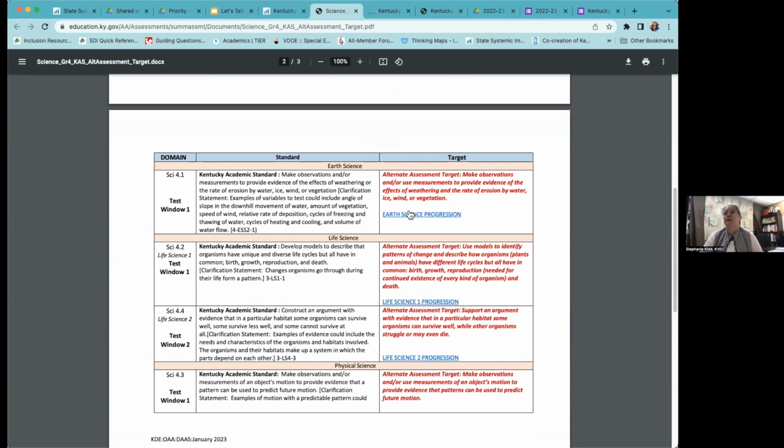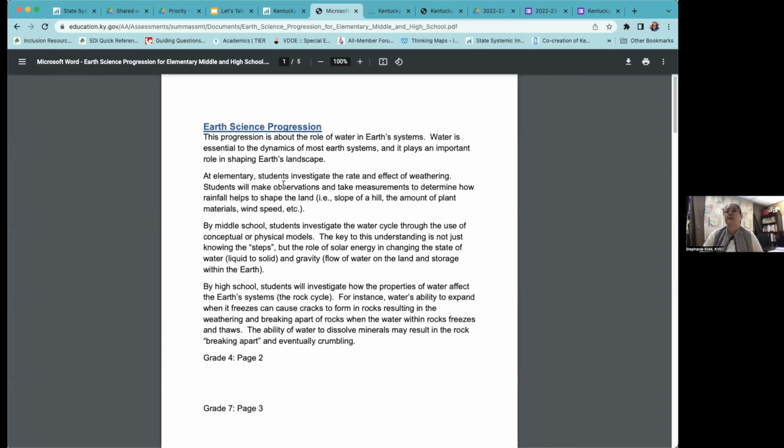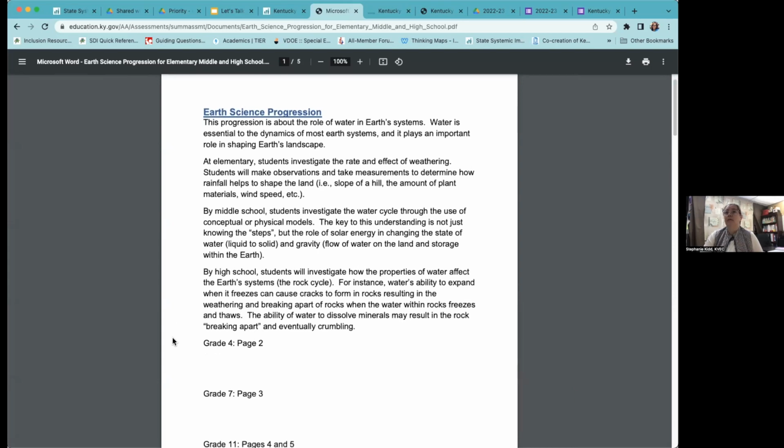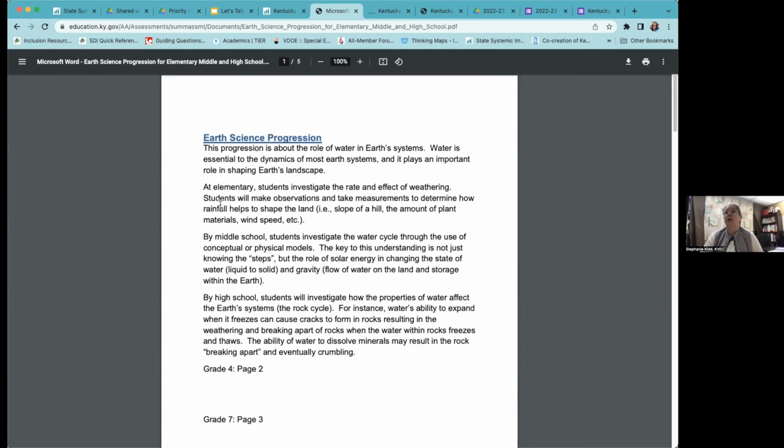You'll also notice that it has the earth science progression over here. So you can look at that progression. I love this progression part of it because it says, where are you going to find it in 4th grade? Where are you going to find it in 7th grade? And where are you going to find this in 11th grade? And so you're going to kind of know what you need to be doing in each part of this progression.